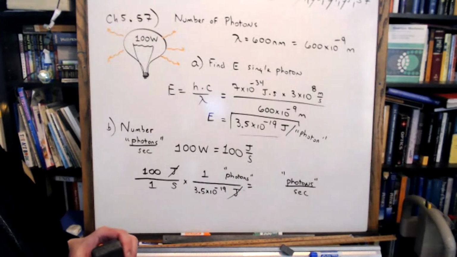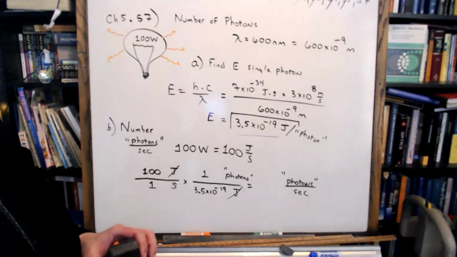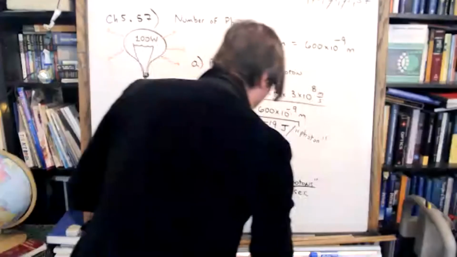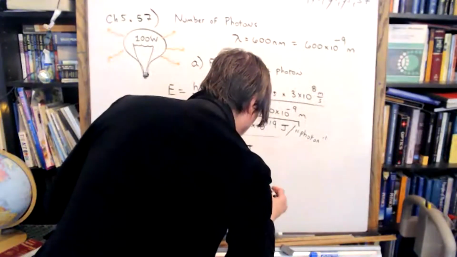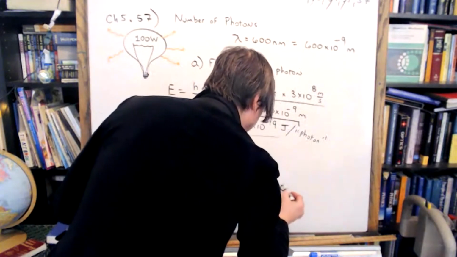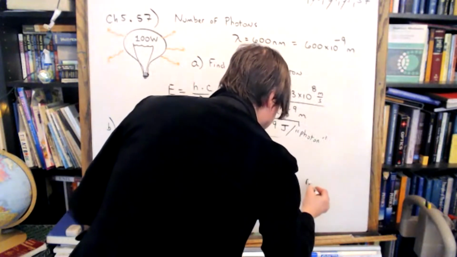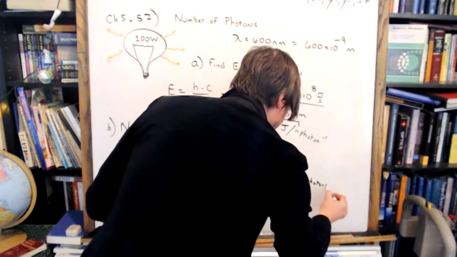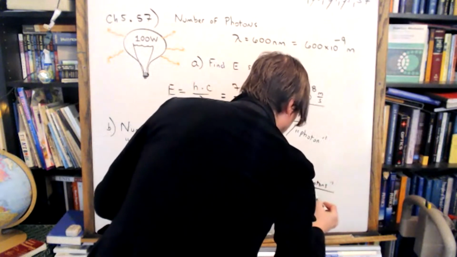Is it 2.9 times 10 to the 20th power? Let's give that a good round. Let's call it 3 times 10 to the 20th photons per second.